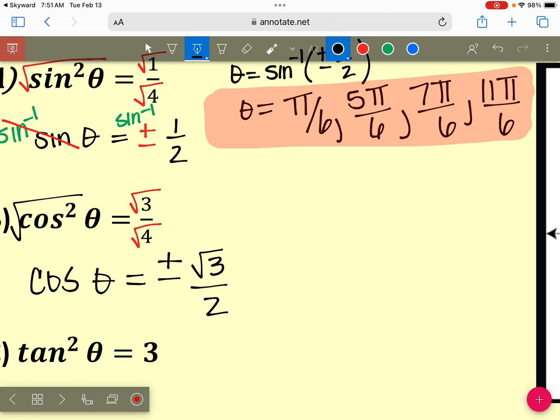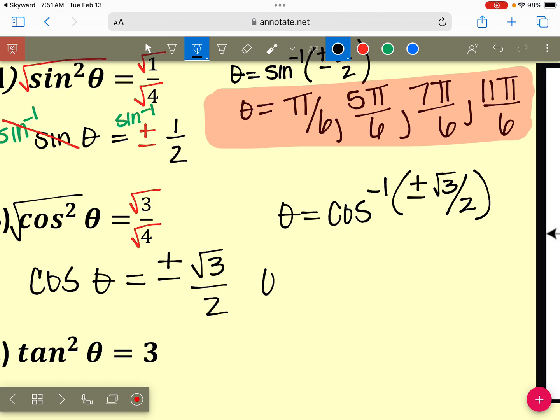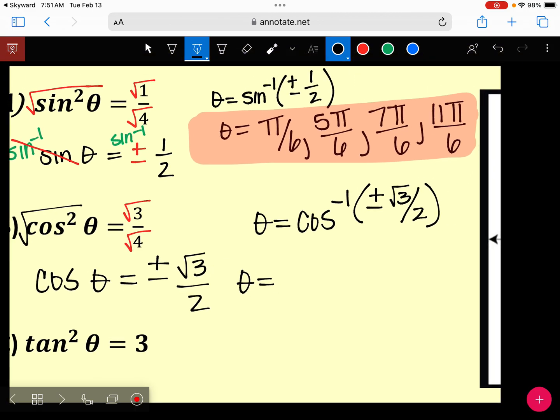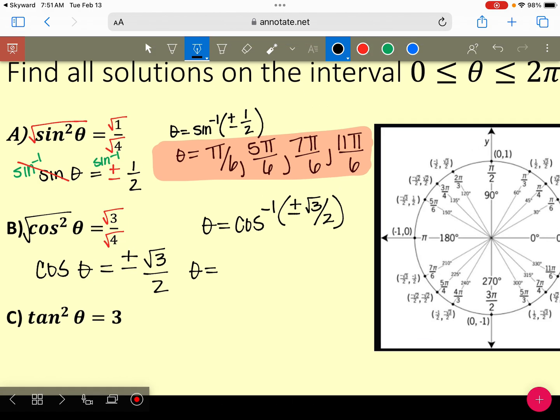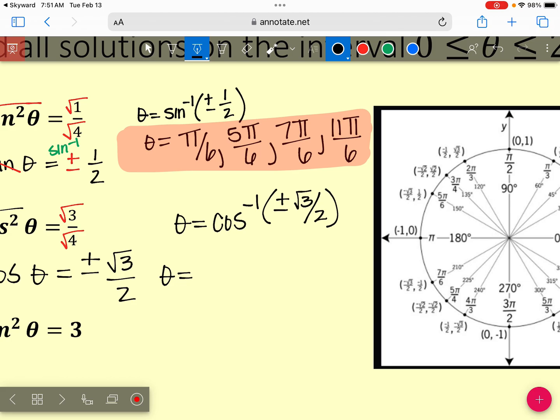So on your unit circle, you're going to tell me all of the places that have a cosine of root 3 over 2. Which just happens to be the same answers that we get in part A. That's just a coincidence, though.